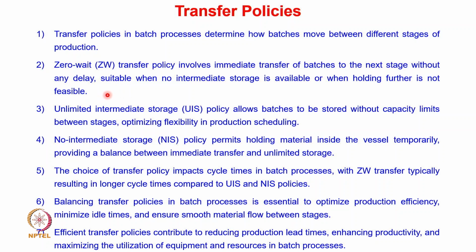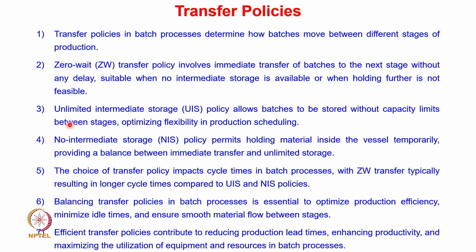This particular policy is suitable when no intermediate storage is available. Whenever no intermediate storage is available, in that case we have to transfer the batch from stage 1 to stage 2, or when holding time is further not feasible. So this transfer policy is used whenever there is no intermediate storage available, or even when holding the product in the batch is infeasible. In such cases we use the zero wait transfer policy.